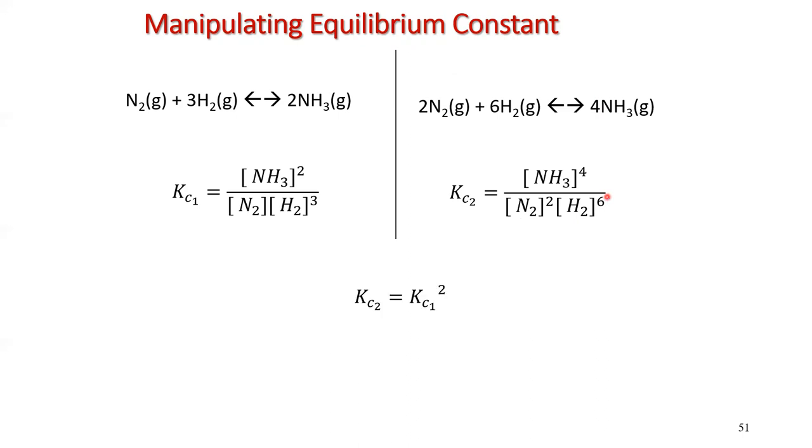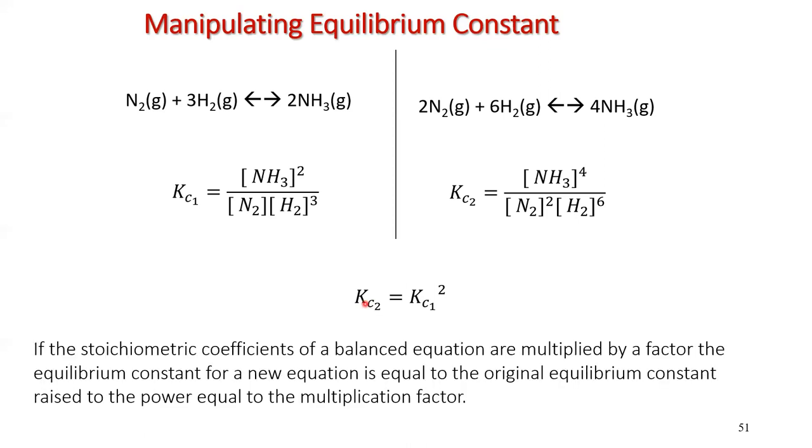Now, how can we shorthand that? If we have an equation and we know the K value, and we take that equation and multiply it by a coefficient, in this case, multiplying it by 2, we can take K and square it, and that'll give us the K value for that new reaction. So whatever we do to the coefficients in the balanced equation is what we would put here, and that's how we can figure out what the new K value would be. So if the stoichiometric coefficients in the balanced equation are multiplied by a factor, the new equilibrium constant is equal to the original equilibrium constant raised to the power of the factor that we multiplied our equation by.